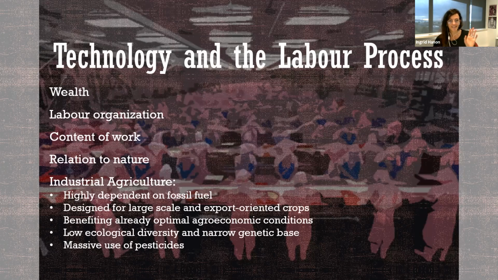So this leads us to the second aspect, that is technology and the labor process. In relation to technology and the labor process, I want to stress the way this uncritical appropriation of the capitalist technologies, whose design has been shaped by the imperative of capital, will determine in a post-capitalist society the kind of wealth to be created, and this might lead to the reproduction of the same labor organization, content of work, and relation to nature of the system of capital.